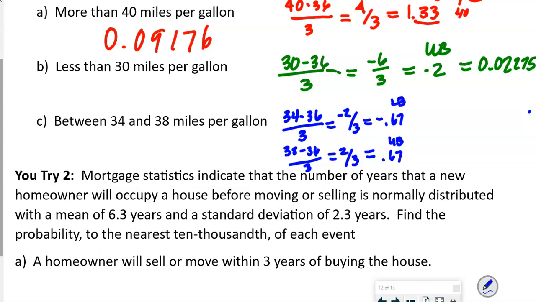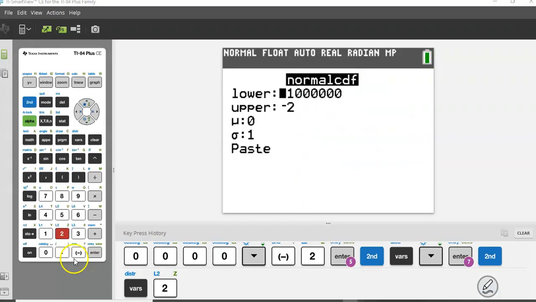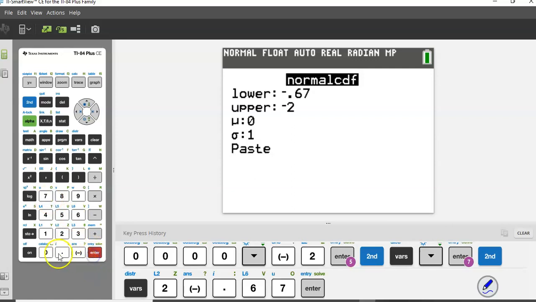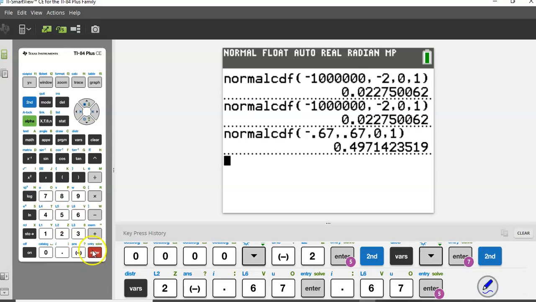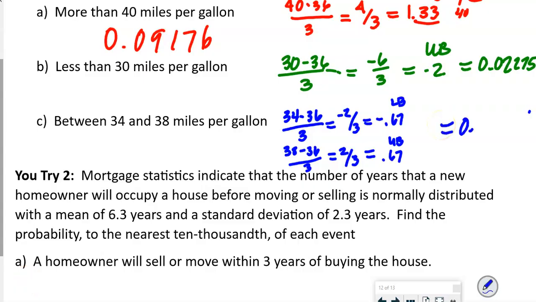So we can just enter those again into the calculator. And when we do that, I'll show. So here we are. I'm going to do a -0.67 for the lower bound, and I'm going to do 0.67 as the upper bound. Click enter, enter, enter, enter one more time. So this one is 0.49714, okay? So this is equal to 0.49714.